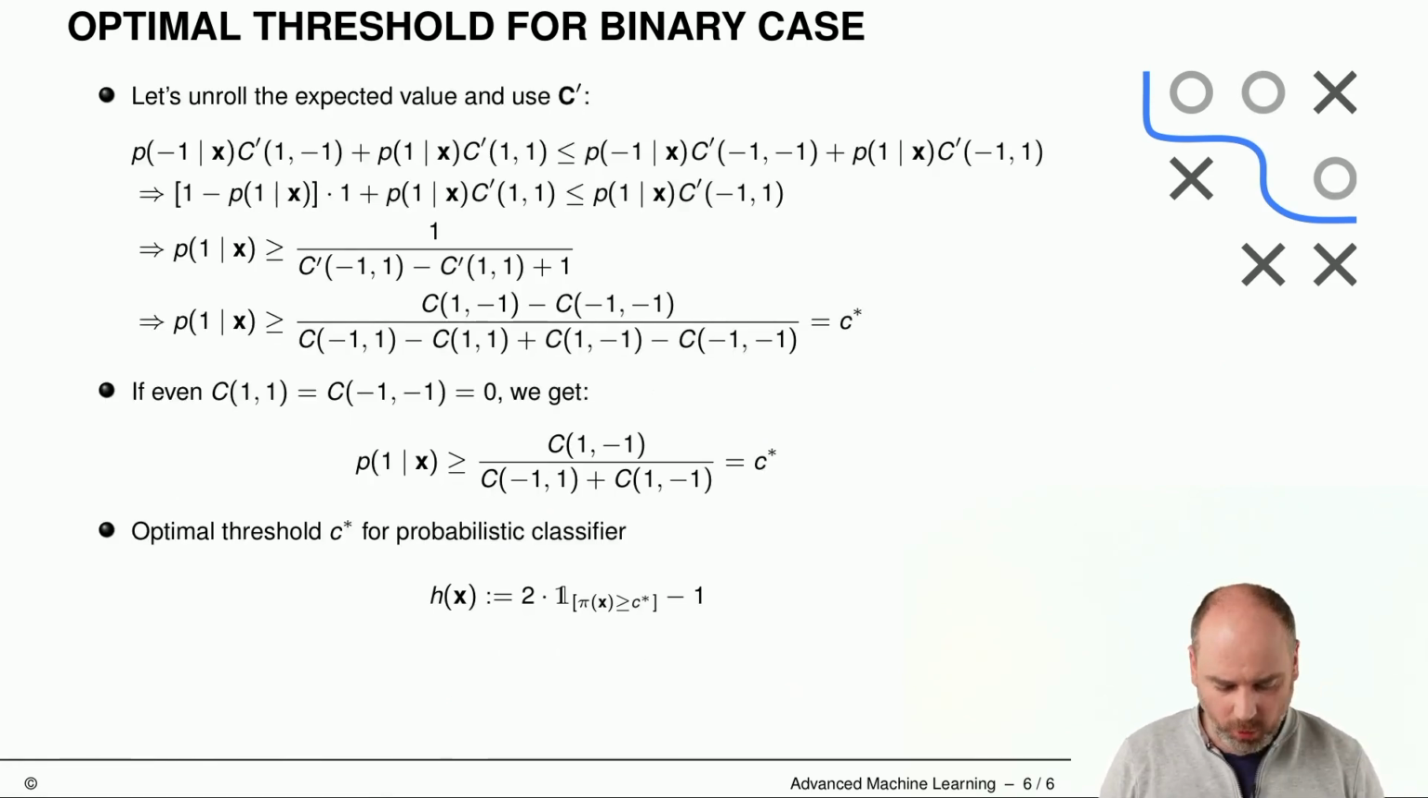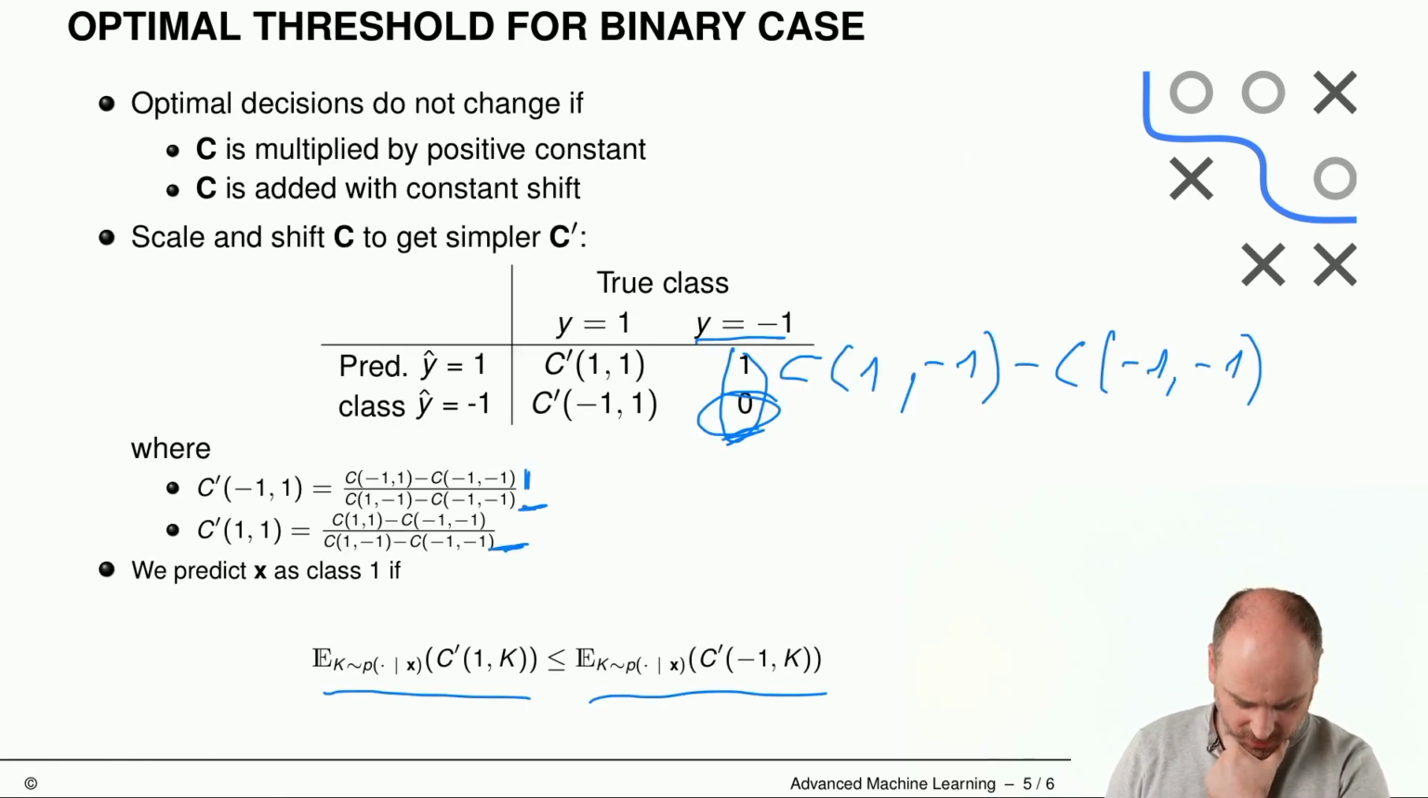Okay, but what we can also do is now unroll our expected value for our misclassification costs and then use our C dash, plug that in, and from that get our hands on a formula for the optimal threshold. So how would that look like?